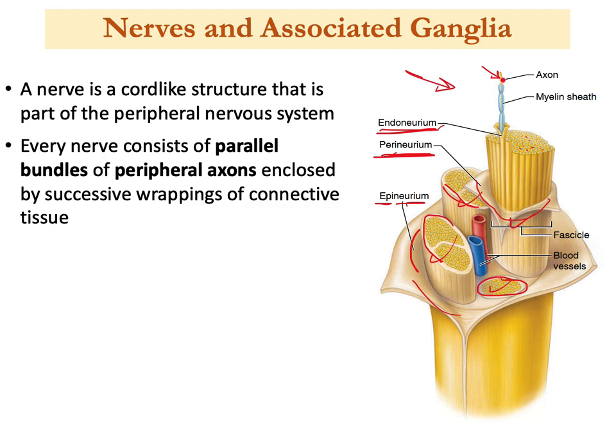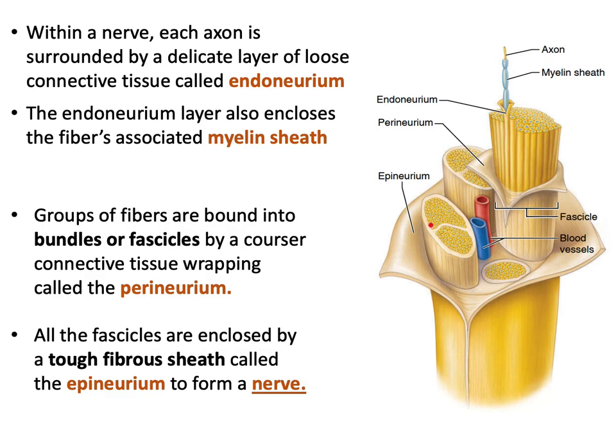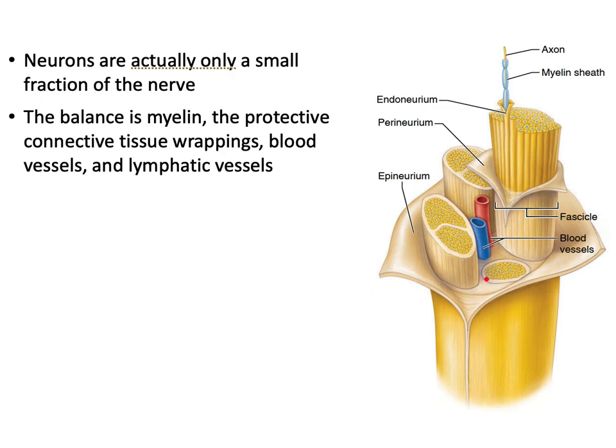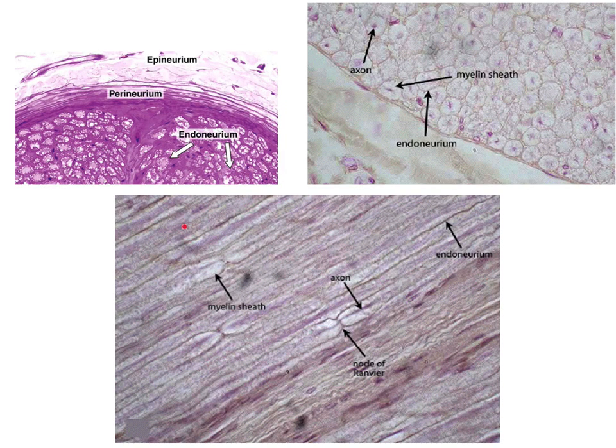So again, you have the axon covered by myelin sheath, and the axon with myelin sheath covered by endoneurium. All of them aggregate in bundles, as you see here. So the bundle is covered by perineurium, and all bundles aggregated with vessels and so forth are covered by epineurium outside. Okay, we mentioned that.